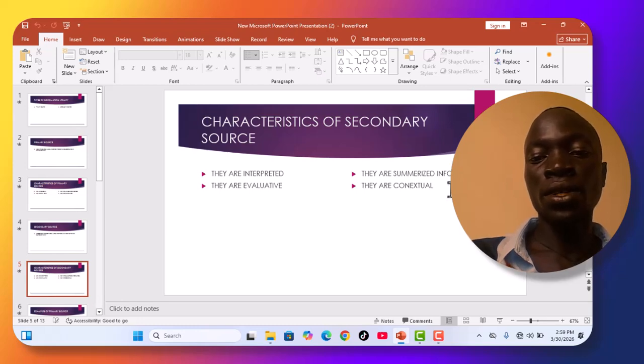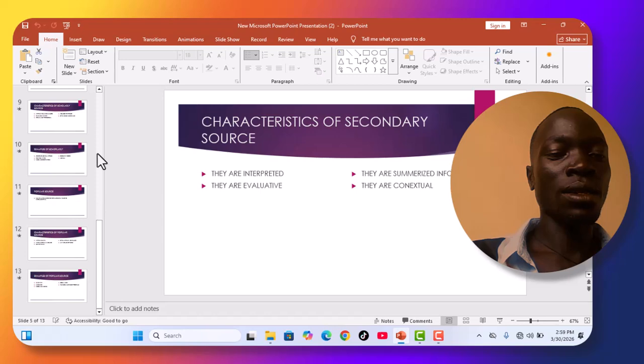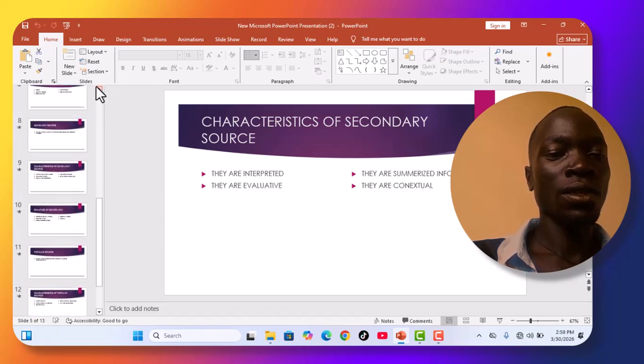So they can be connected. That is our next point. They can be connected from the first. That's like you're connecting information you collected from a particular event. Then the next event appeared. Then you connect that first information to the second information. That one will give you a secondary source. So we shall move to the next, or let me say the examples of secondary source.